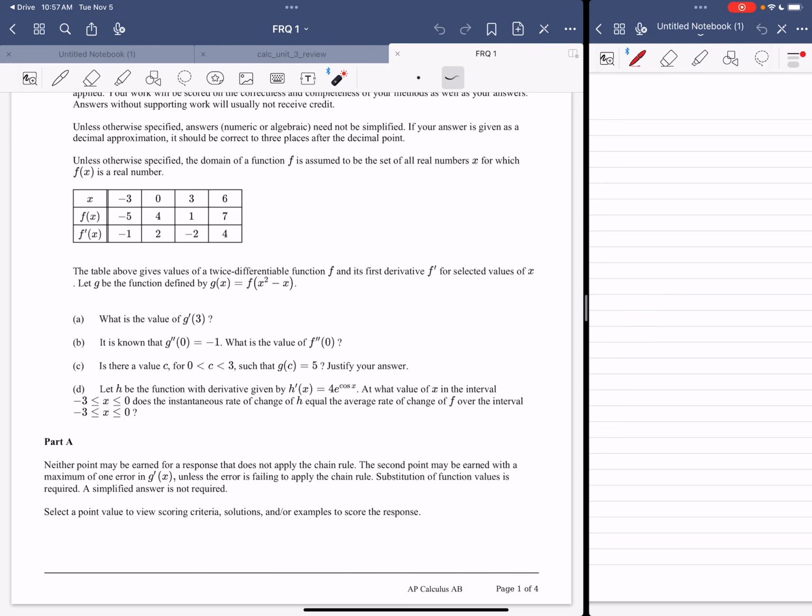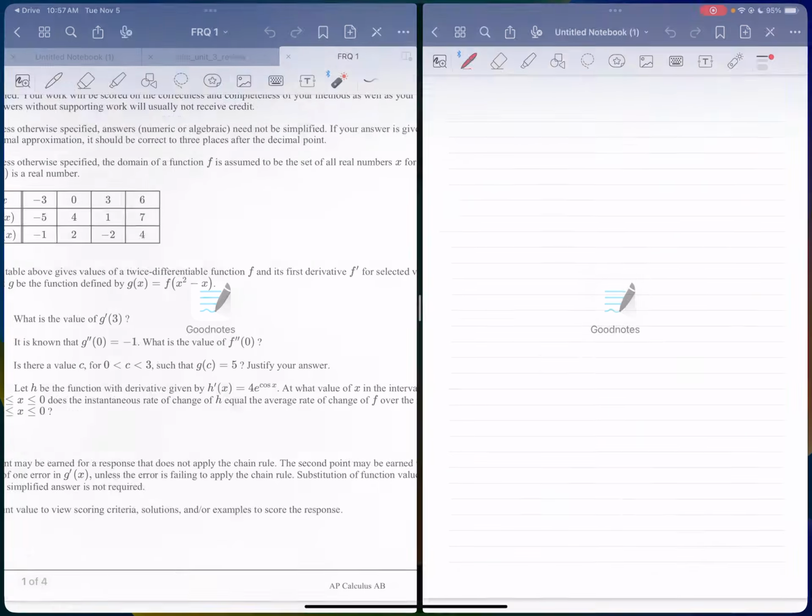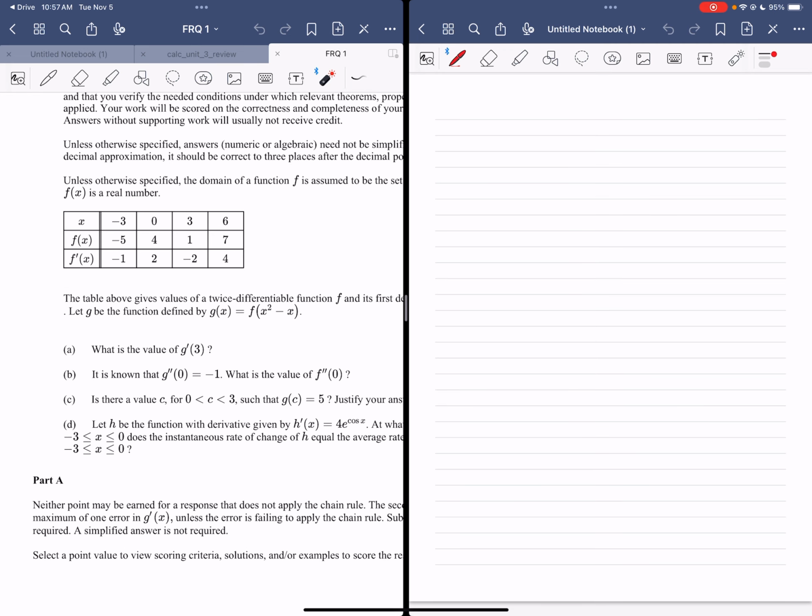So the table here gives you values of f and f prime. So we know this one. And g of x is equal to this. So the question is asking, what is g prime of 3? That's what the question is asking. So let's do one by one.